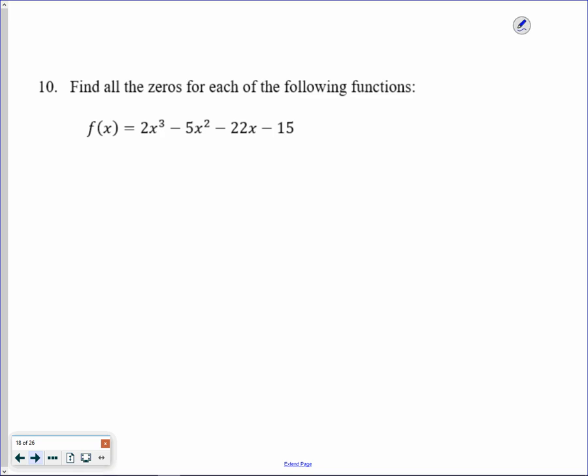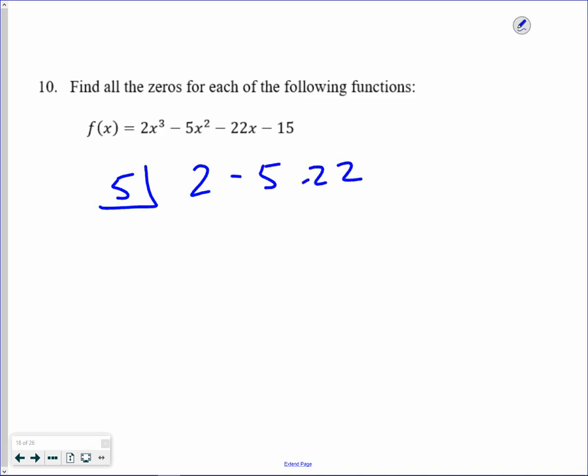Okay, find all the zeros to the following function. Now, I believe we missed one here, so I will put it at the end. So we're skipping to number 10. I want to find all the remaining zeros to the function. So I'm going to put this into my graphing calculator, and I'm going to find one zero that works. When I put it in the graphing calculator, 5 worked.